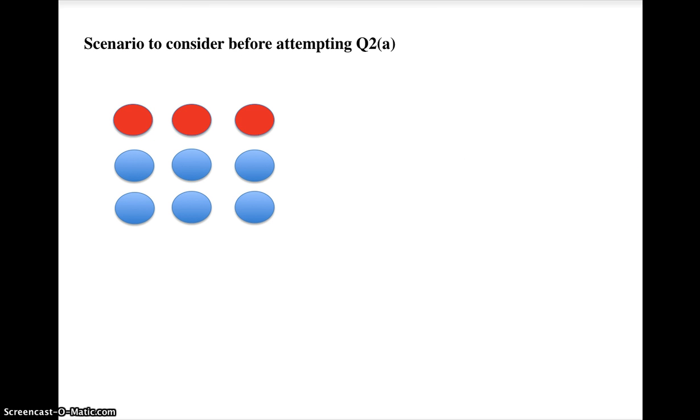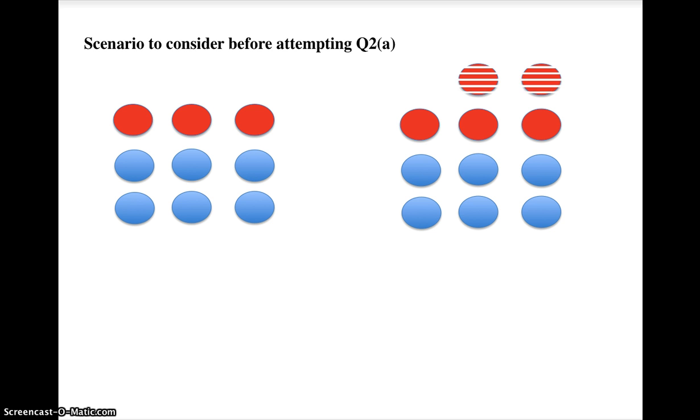Before we look at question 2a, we need to talk about this simple scenario here. If you look at this diagram, I have 9 circles. 3 of them are red and 6 of them are blue. If I were to add 2 red circles, like this.